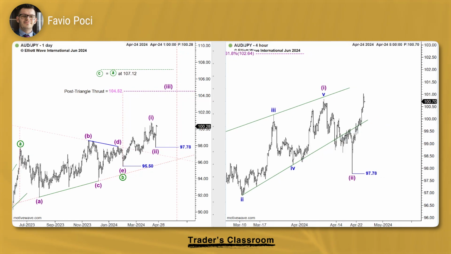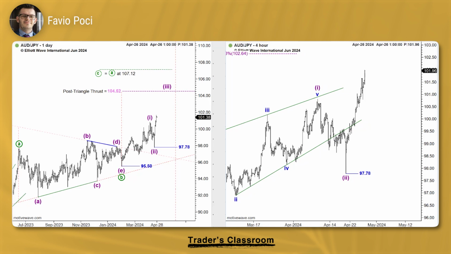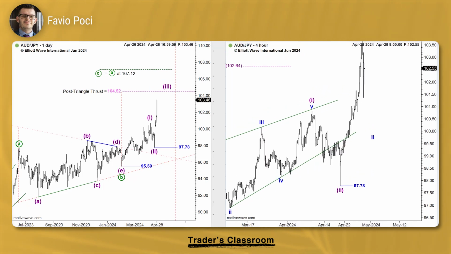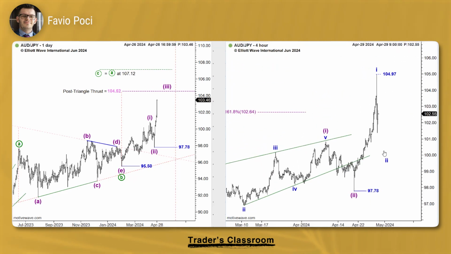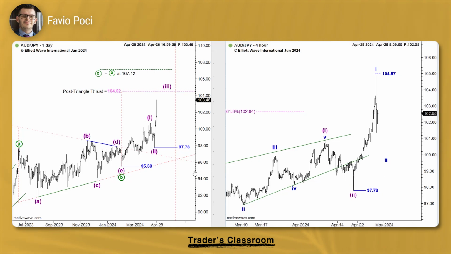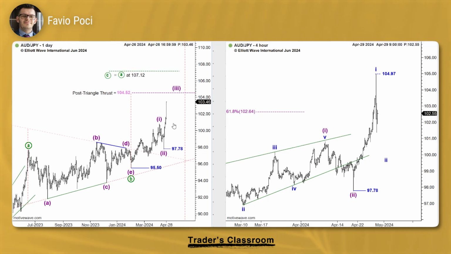Remember that it's a post-triangle thrust terminal move. We shouldn't be that aggressive here, and so far it's just playing very nicely. We have a rally up, and this is what I didn't like. We got a deep pullback, and putting another 1-2 there helps you to stick with the trend, and the trend is higher against 97.78. But we should be mindful and aware that stacking up a series of 1s and 2s in wave C post-triangle thrust will ruin the proportions here.